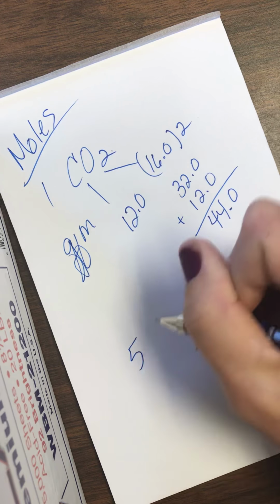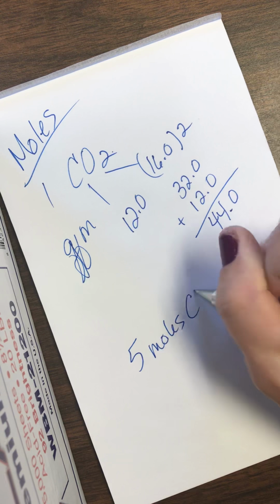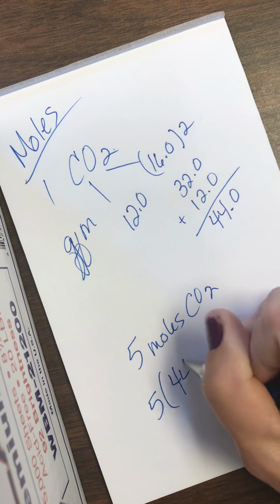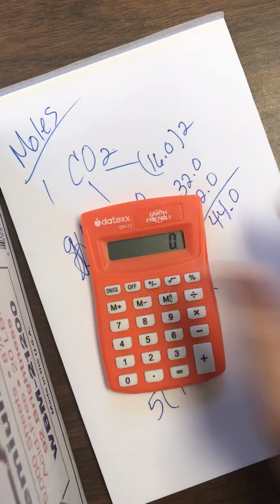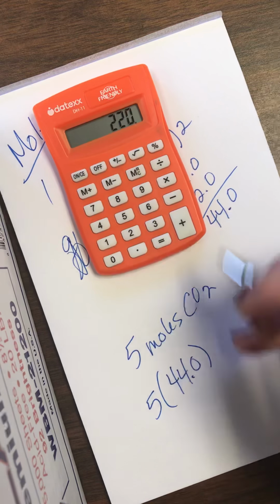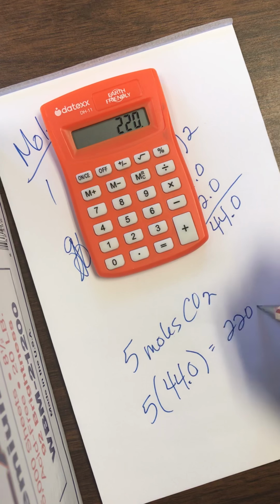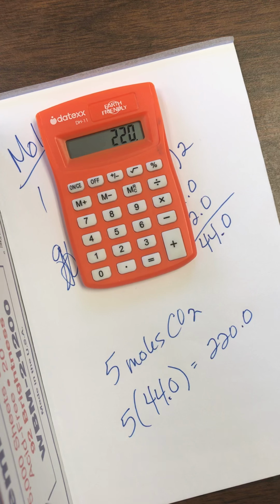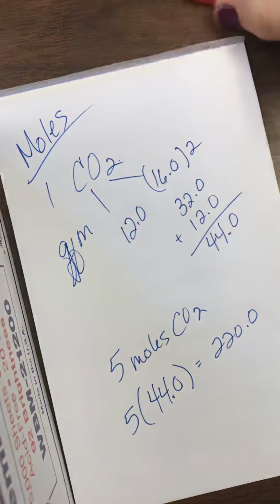Now, let's say I had 5 moles of CO2. I simply take 5 times 44.0, punch that in, 220.0 grams of carbon dioxide is what I would have.